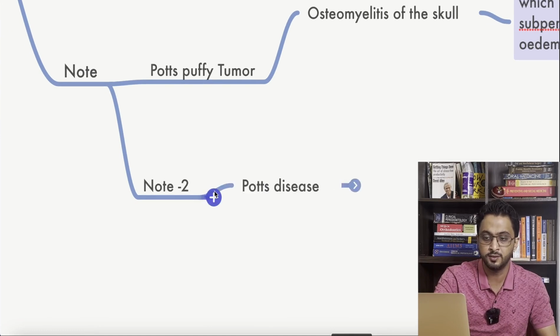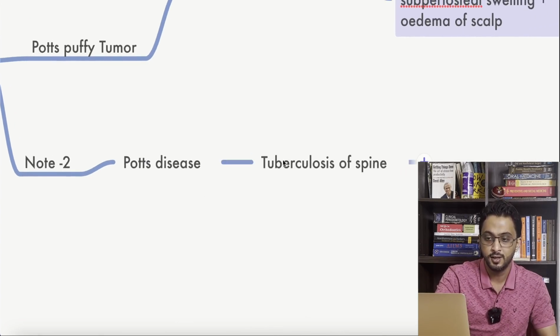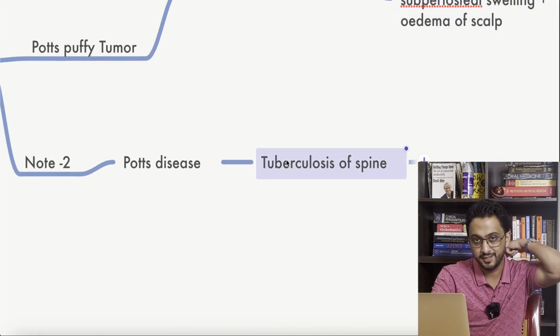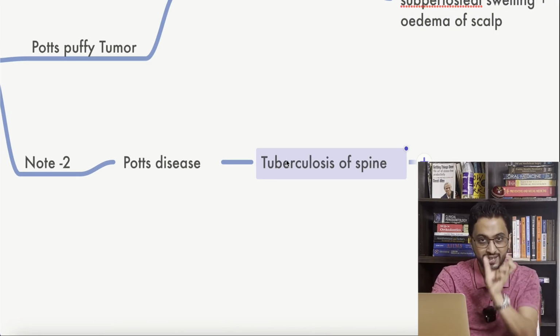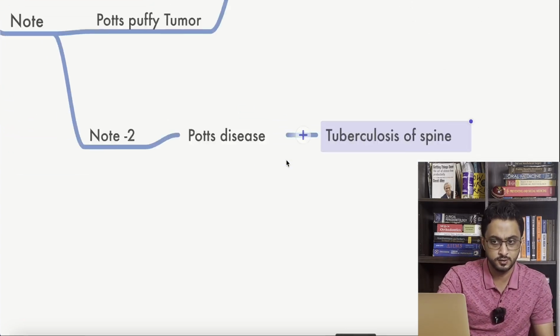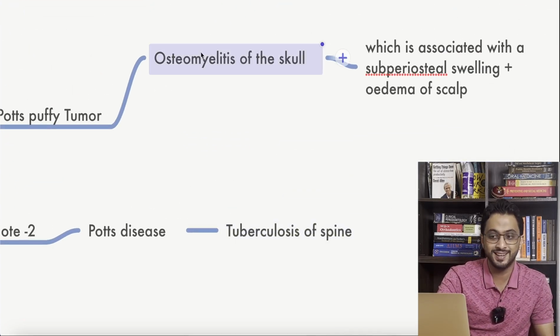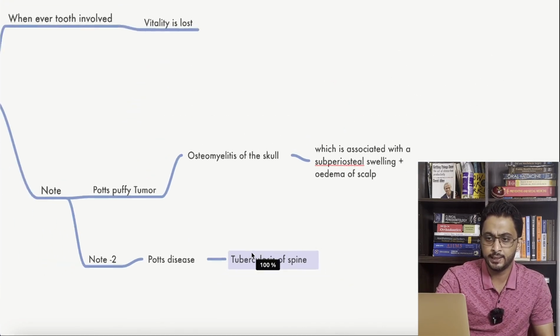Now, there is one more disease called Potts disease. It's not Potts puffy tumor, it's Potts disease, which is tuberculosis of the spine. If the vertebrae of your spine get infected by tuberculosis, it's called Potts disease. One is osteomyelitis, the other is tuberculosis. Please understand the difference. So that will be the end.